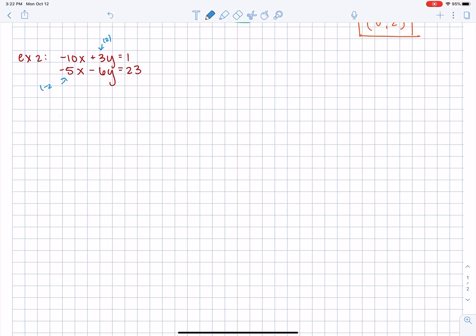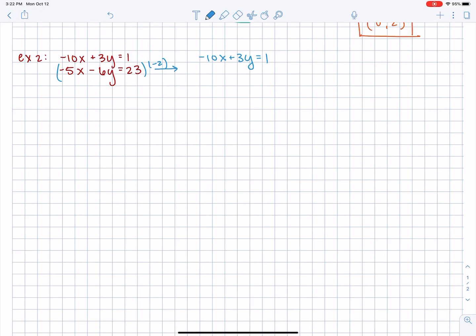I'm going to show you that we can multiply by a negative here, because we need to sometimes do that with our negative numbers. So I'm going to multiply this guy by a negative 2. I'm just going to rewrite the first one, negative 10x plus 3y equals 1. Now in algebra, you can multiply your equations by anything as long as you multiply every single term.